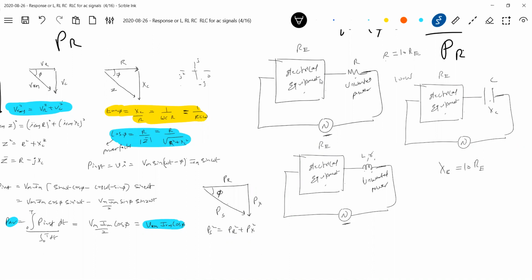So now here also I'll see that XC is 10 times RE, but with smaller power dissipation. What about the capacitor? Purely, it will not dissipate any power, and it is also giving protection. If at all high voltage comes, first the capacitor will burn out. Once the capacitor burns out, the electrical equipment is safe.